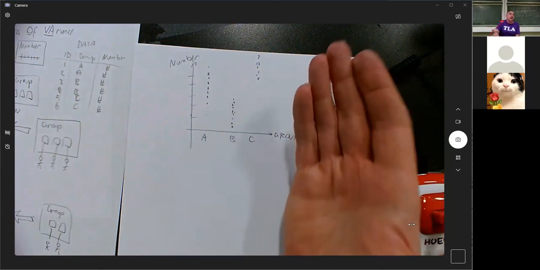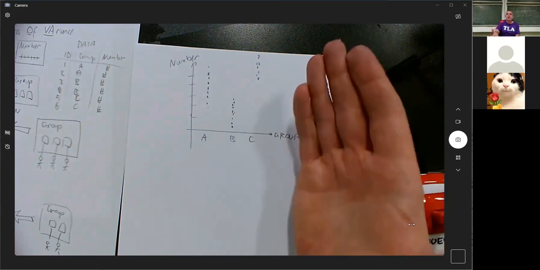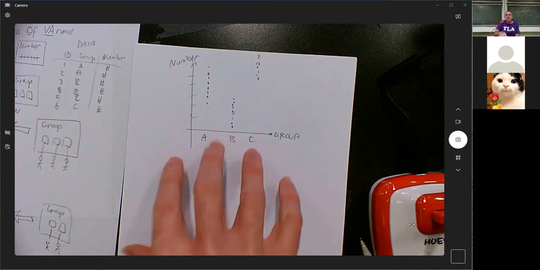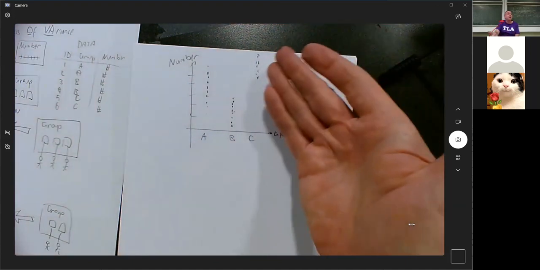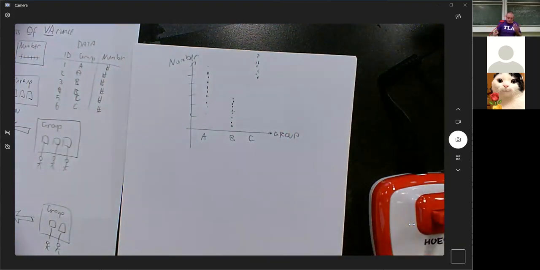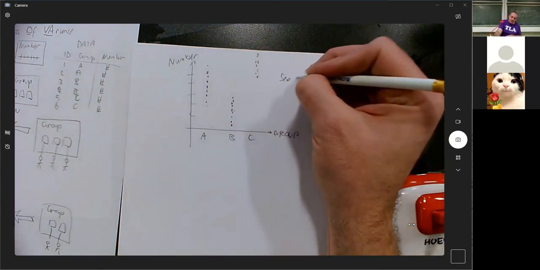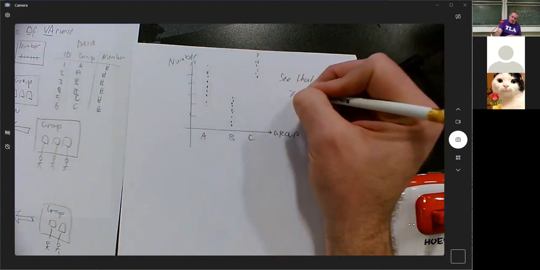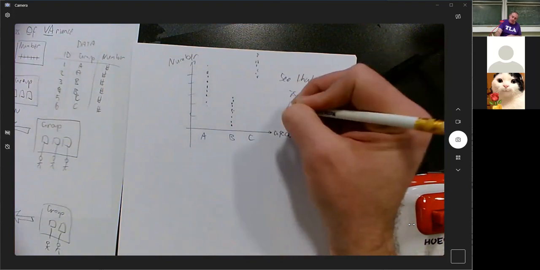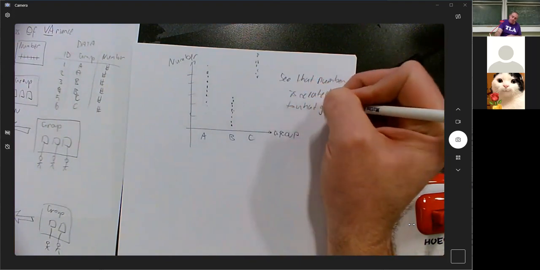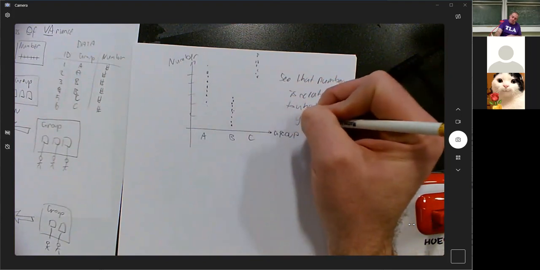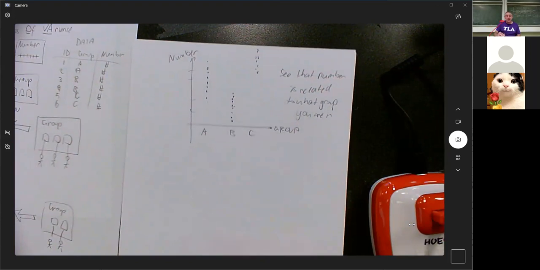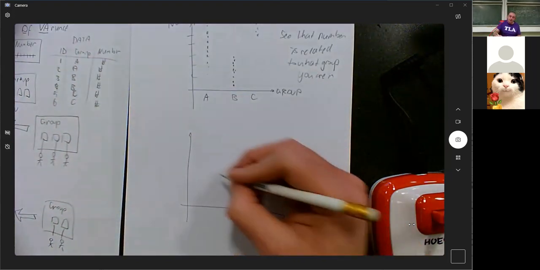And so I know already that my data is going to tell me that there is a difference, that which group you're in does make a difference to the number, because I can see it in my picture. I can see that the number is related to what group you're in. But it may be that I can't see that quite so clearly. Maybe my graph is more like this.